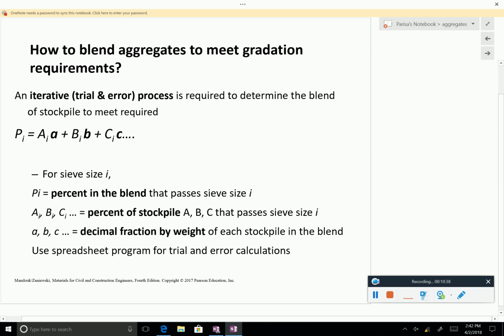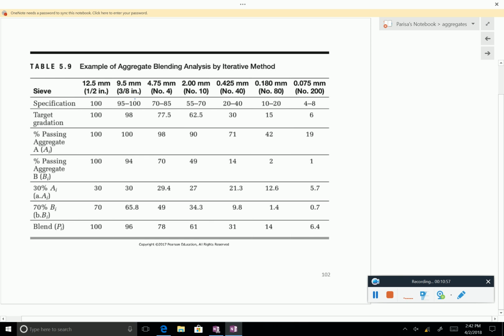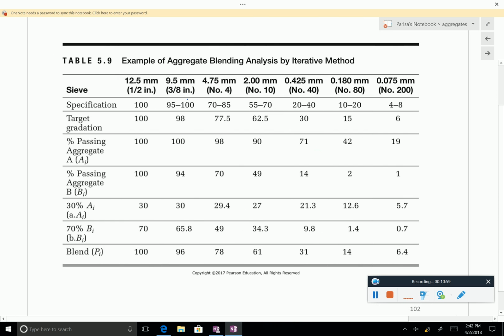What happens when we blend aggregates together? If you blend aggregates from several sources, which happens very often, and you want to obtain the gradation, you have to use this linear combination. So for example, let's look at this example together.